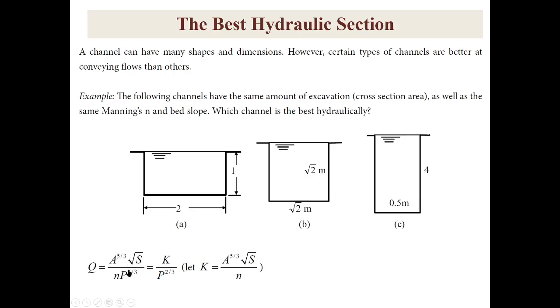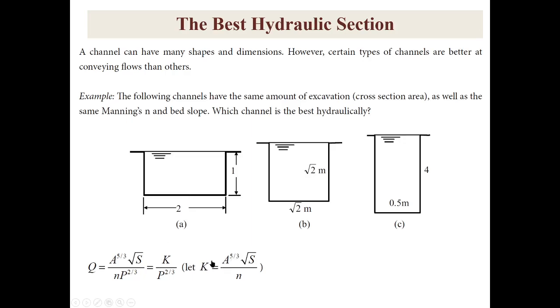So here, we just replace the term R, hydraulic depth, with its basic definition of A over P, and then multiply the velocity by A. The result is this equation. So we have Q, or discharge, in all these three sections equal to A to the power of 5/3 multiplied by the square root of bed slope over Manning roughness times P to the power of 2/3. P here is the wetted parameter.